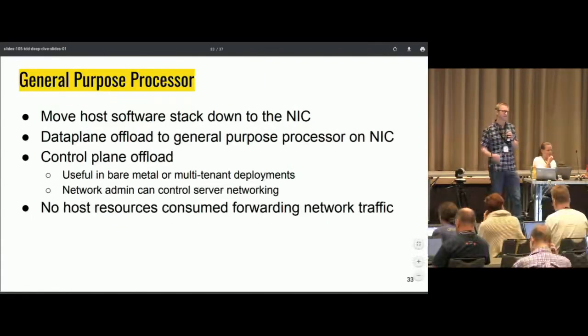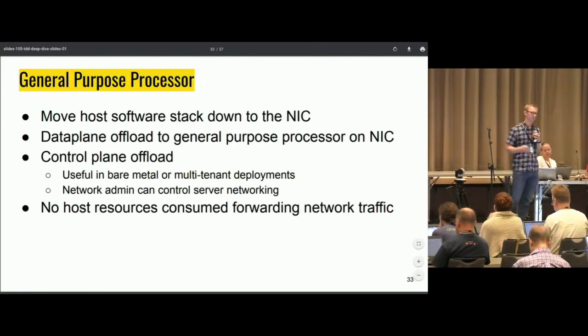So the other piece is really a general purpose processor. This is a little bit of a unique situation, a little different than we've had in the past, but it's becoming pretty popular. This is a case where we're moving the entire host networking stack down onto the NIC. And yes, I said that right. What that actually means is your NIC could actually run another copy of an operating system. Some people shudder at this thought because maybe it sounds a little more complex.